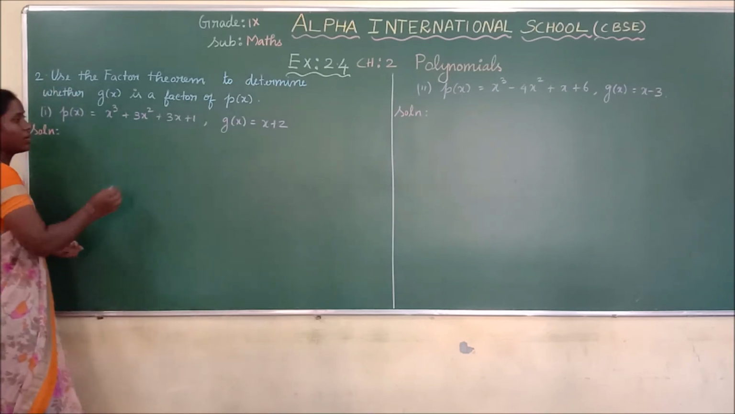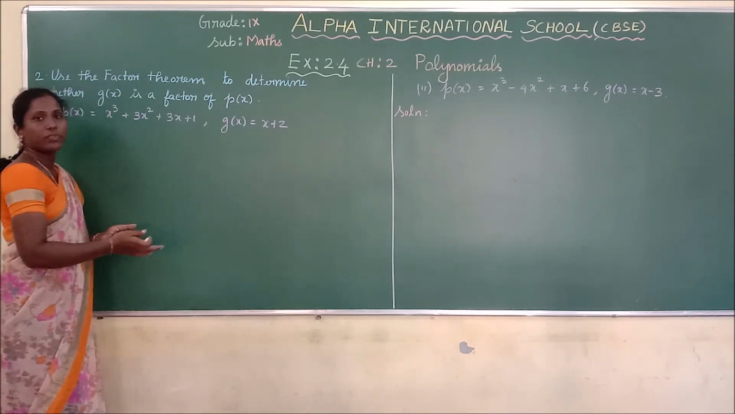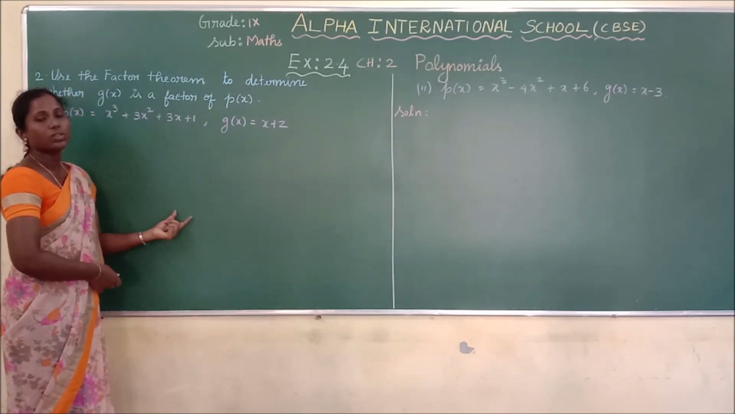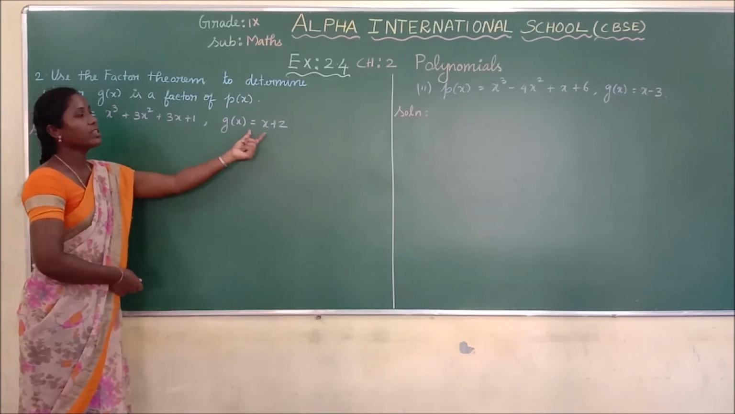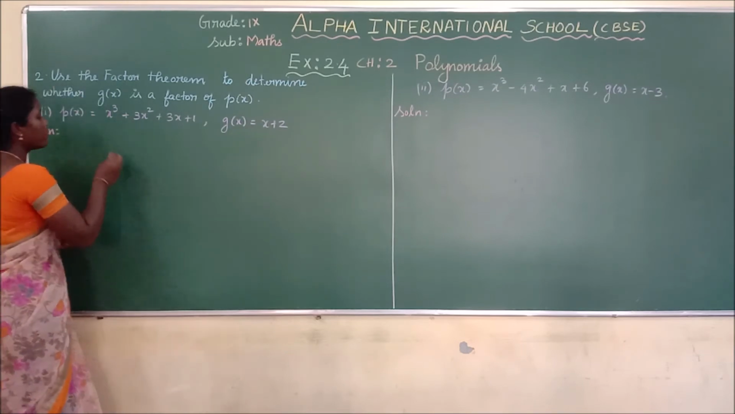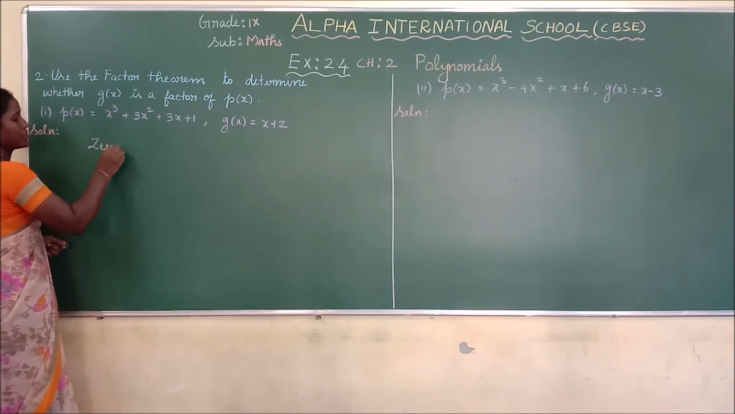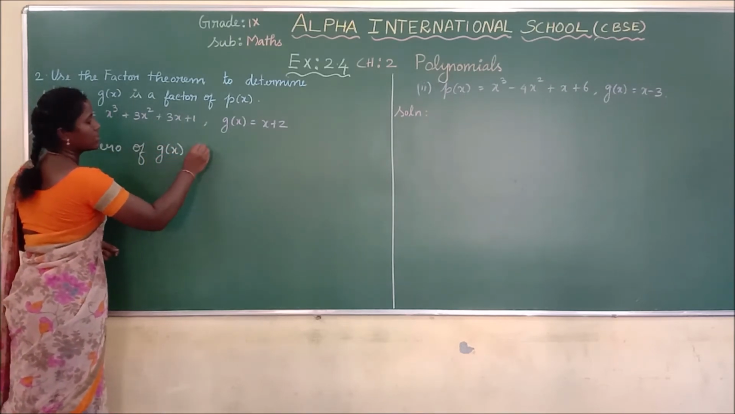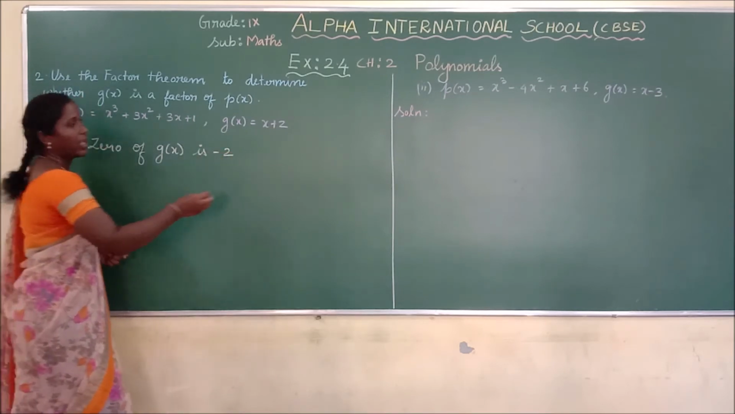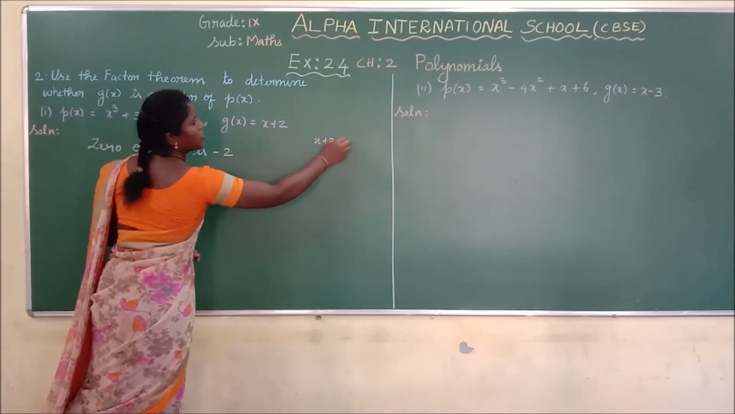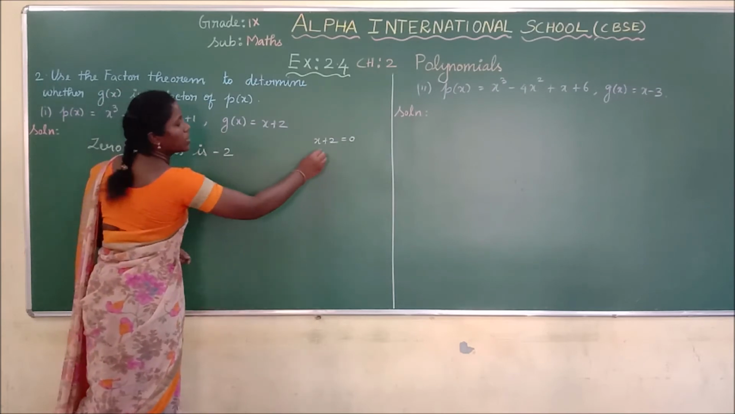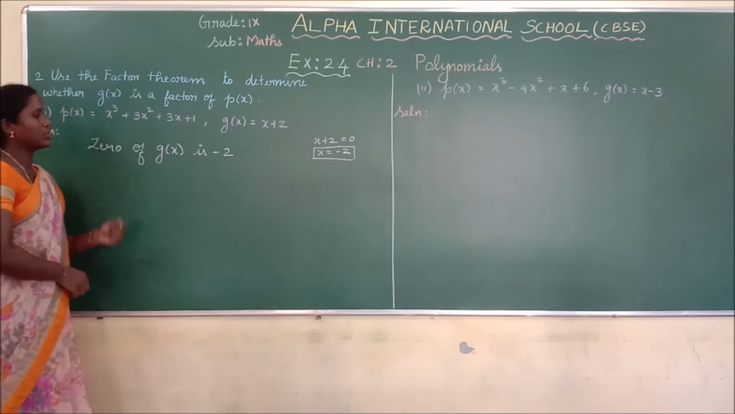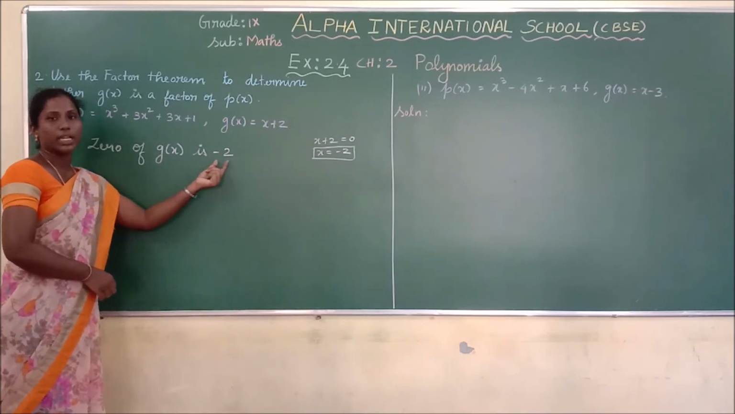So first, we have to find the 0 of g of x. According to the factor theorem, we have to substitute the 0 of this in p of x. If the remainder is 0, then it is a factor. So we are going to find the 0 of g of x. What is the 0 of g of x? 0 of g of x is minus 2. How? We have to equate x plus 2 to 0. So what is the value of x? X is equal to minus 2. That is the 0 of g of x.